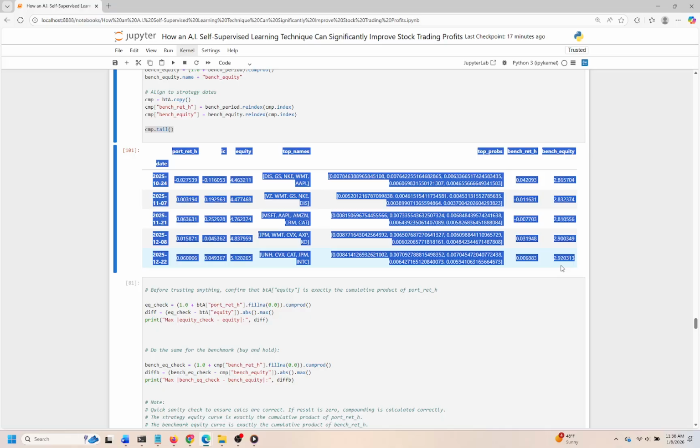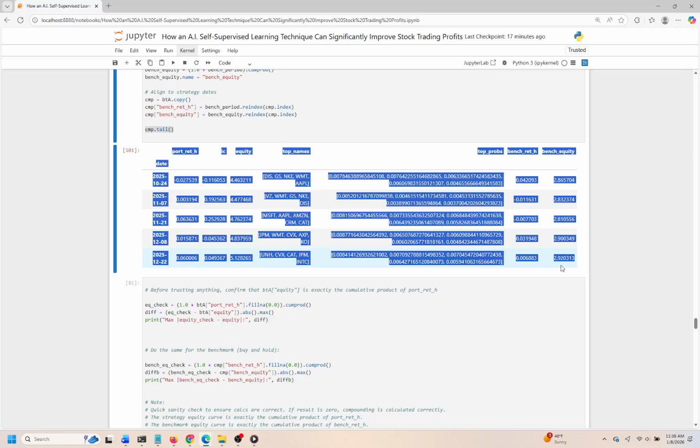As we observe the last few rows of our comparison data frame, we gain a better understanding of where the self-supervised approach may excel or fall short relative to the benchmark. Looking ahead, the next cell will likely analyze these results more thoroughly, enabling us to draw definitive conclusions on the performance and viability of the self-supervised strategy in various market conditions.